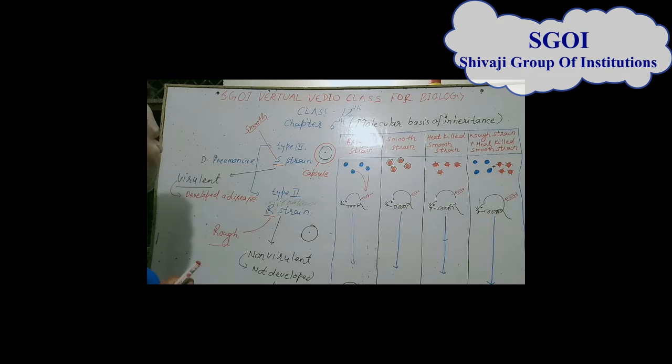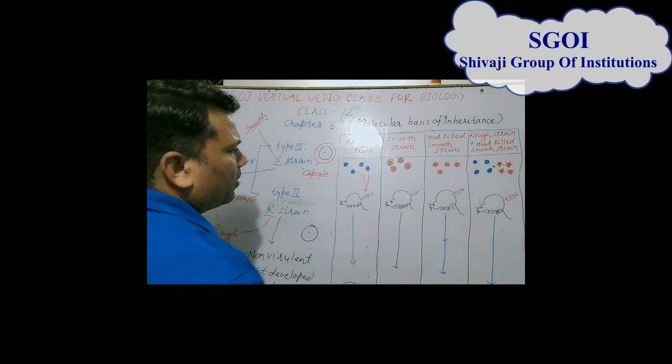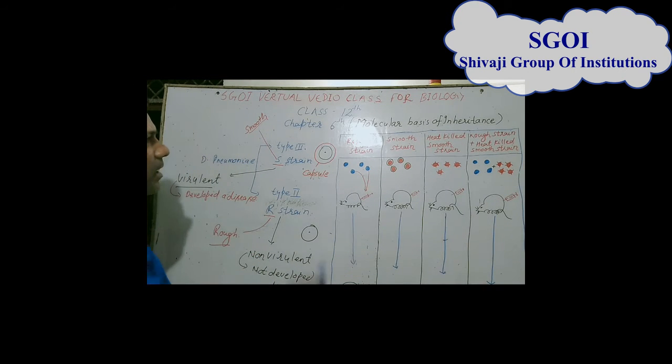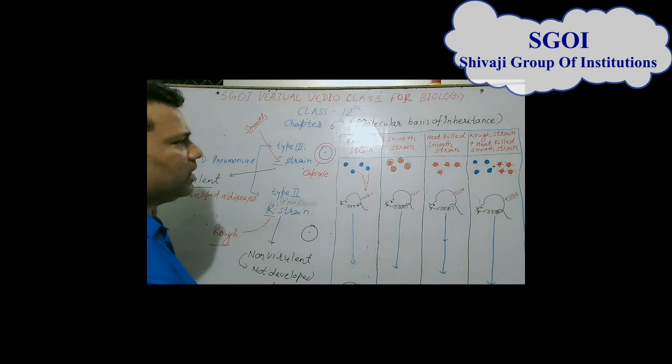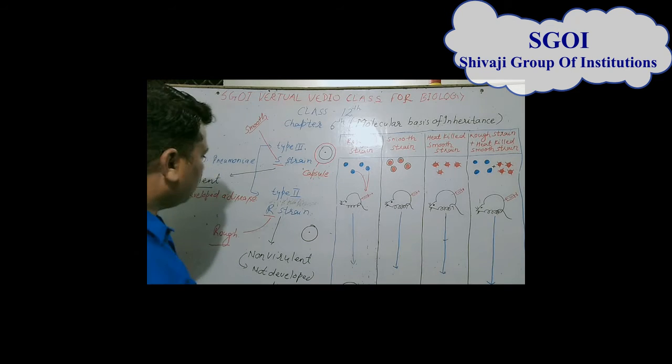These two strains were taken by Griffith to perform his experiment. This experiment is performed in 4 steps. Here I am drawing this diagram. This is a very important diagram to understand the concept of Griffith's experiment.